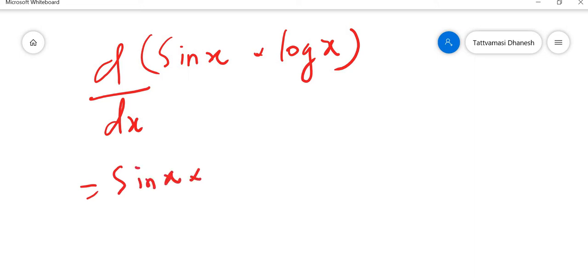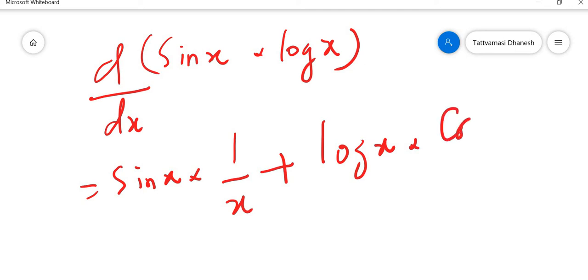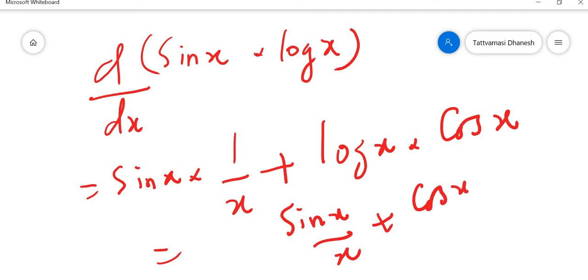What is the derivative of log x? 1 by x, plus second function log x into what is the derivative of sin x? Cos x. So that's all. This is the answer. You can write it as sin x by x plus cos x into log x. So this is the answer. This is all about product rule.